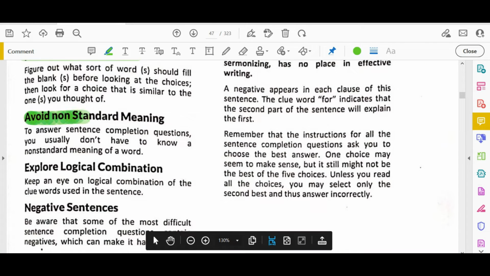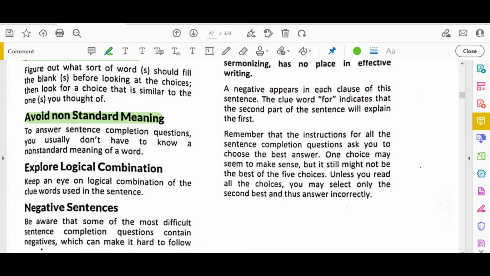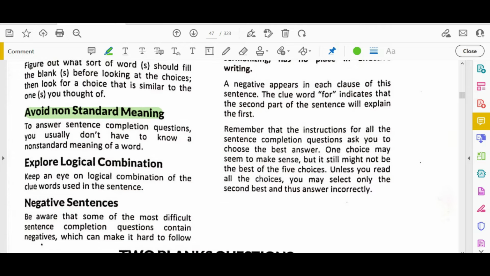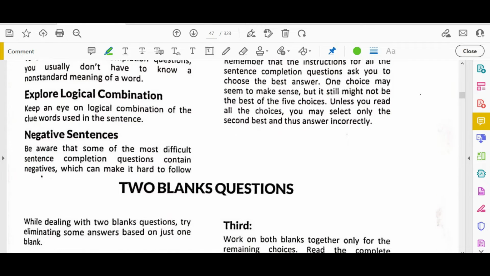Avoid non-standard meaning. To answer sentence completion questions, you usually don't have to know a non-standard meaning of a word. Explore logical combination. Keep an eye on the logical combination of the clue words used in the sentence. Negative sentence. Be aware that some of the most difficult sentence completion questions contain negatives, which can make it hard to follow.